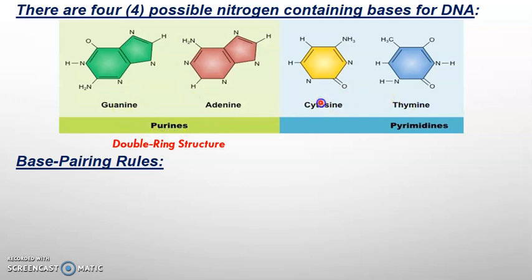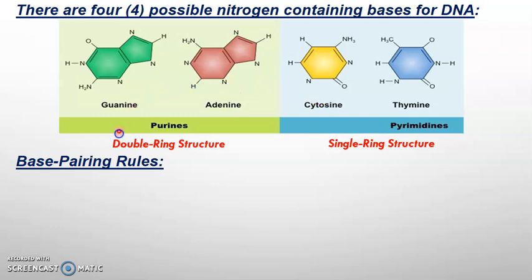C and T, or T and C, thymine and cytosine, are considered to be pyrimidines. Larger word, smaller structure. They each are just a single ring compared to the double rings. So I want you to remember which class, purines or pyrimidines, each one of these 4 bases falls into.